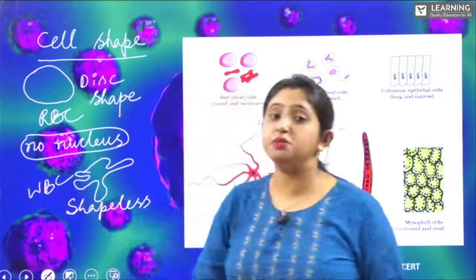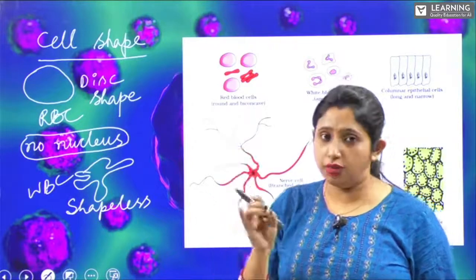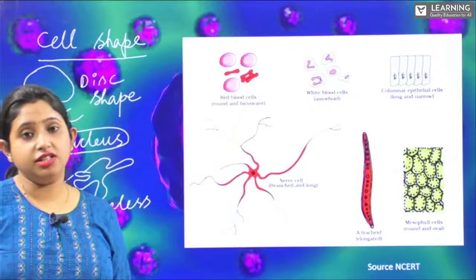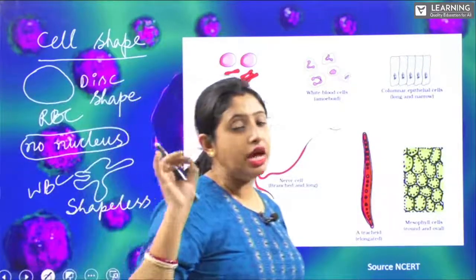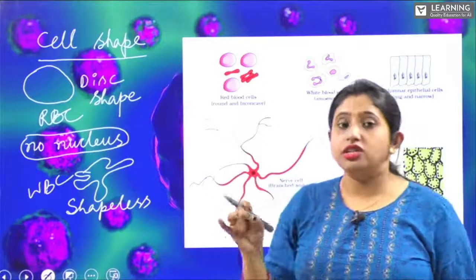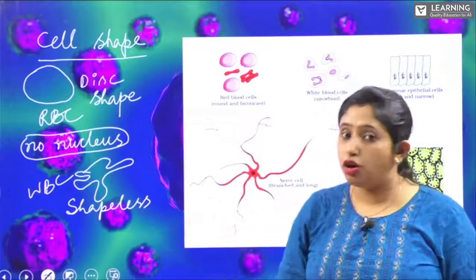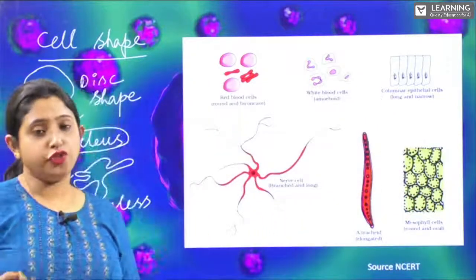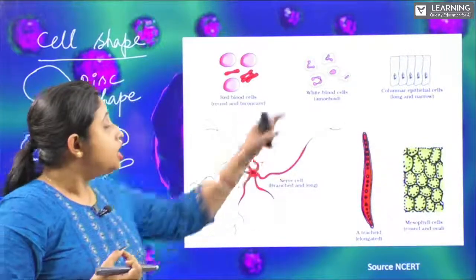Why are they shapeless? Because they need to reach the infection site. WBC cells like your lymphocytes, the B cells and the T cells, are your immune cells. They fight against the antigen in our body. They are generally shapeless, like neutrophils, basophils, eosinophils. All these are the WBC cells.